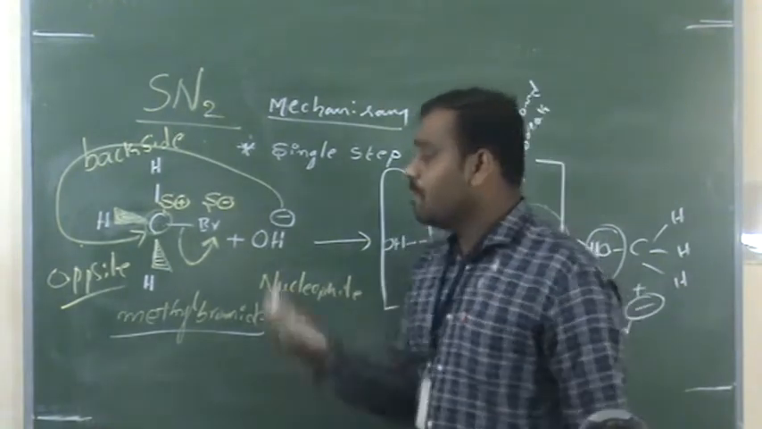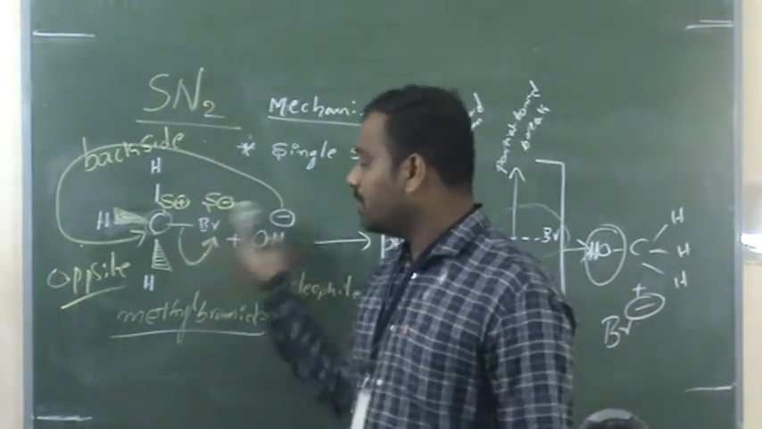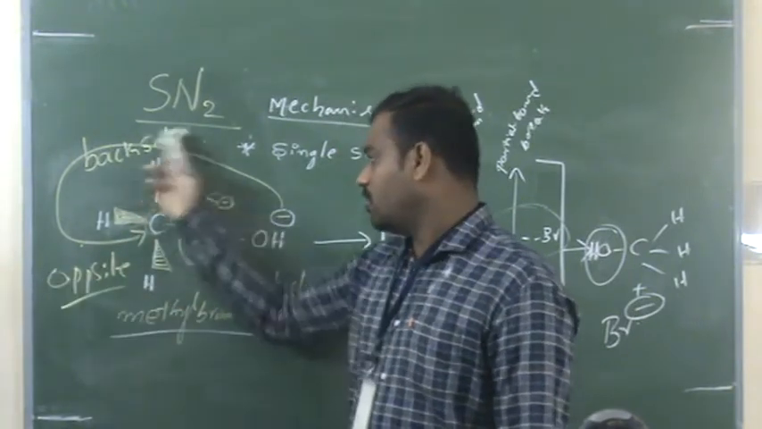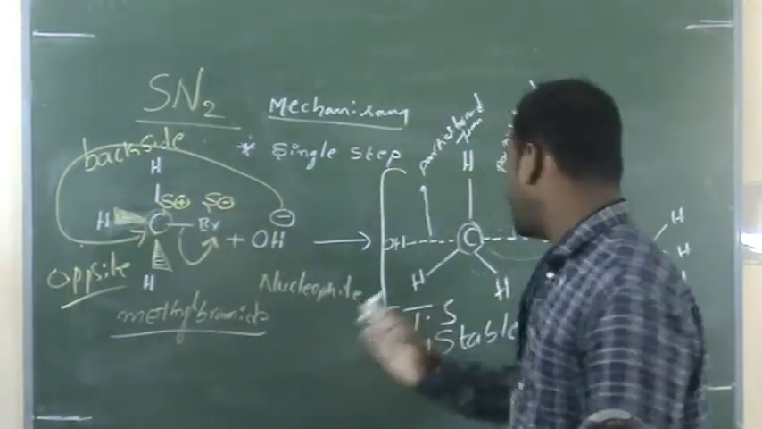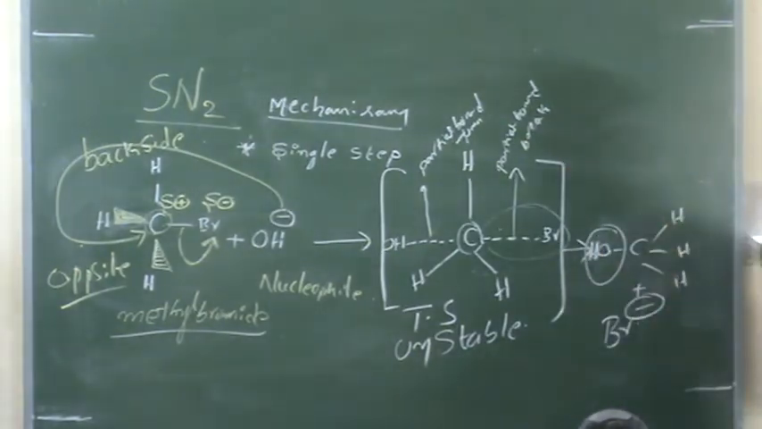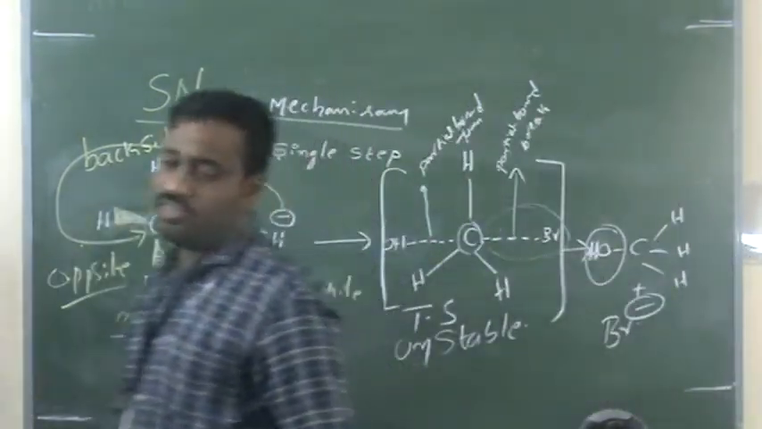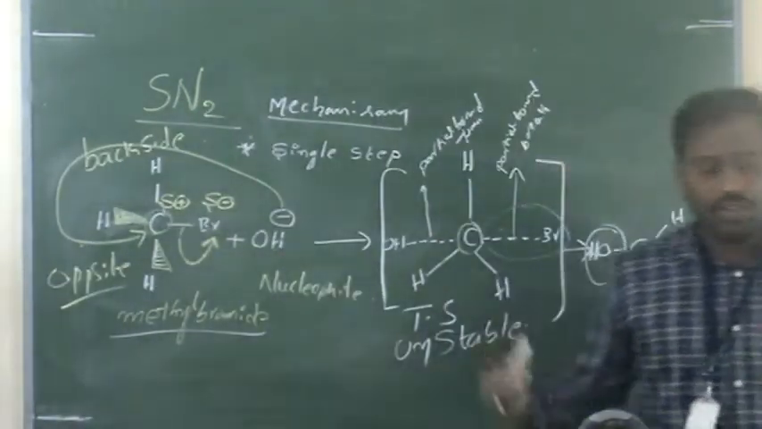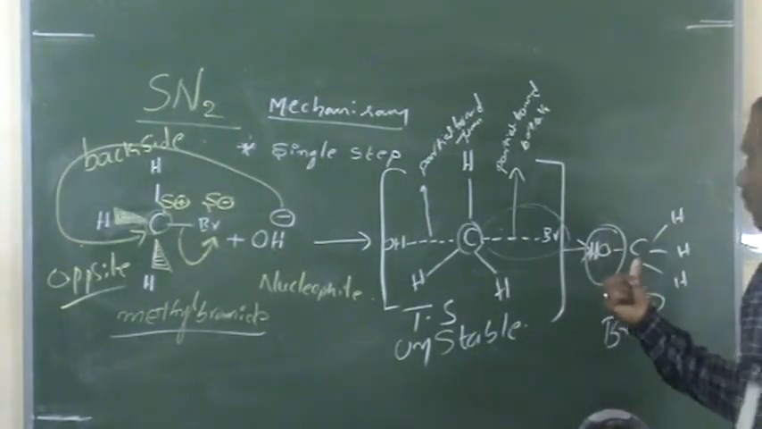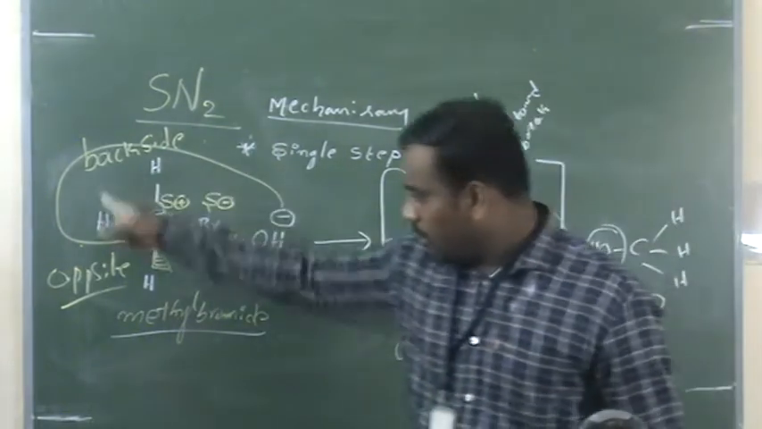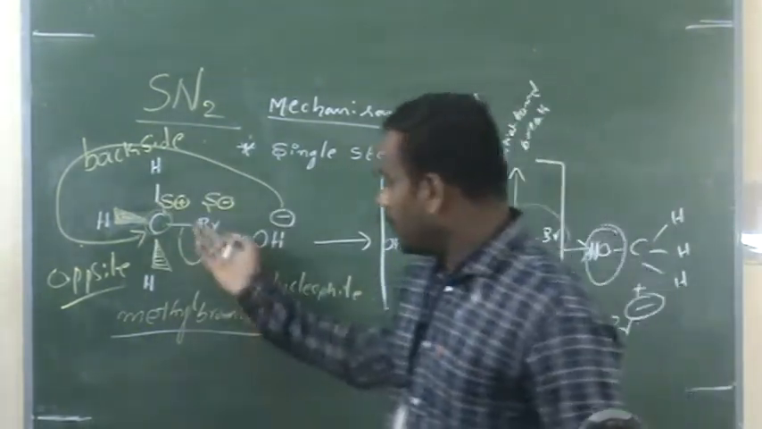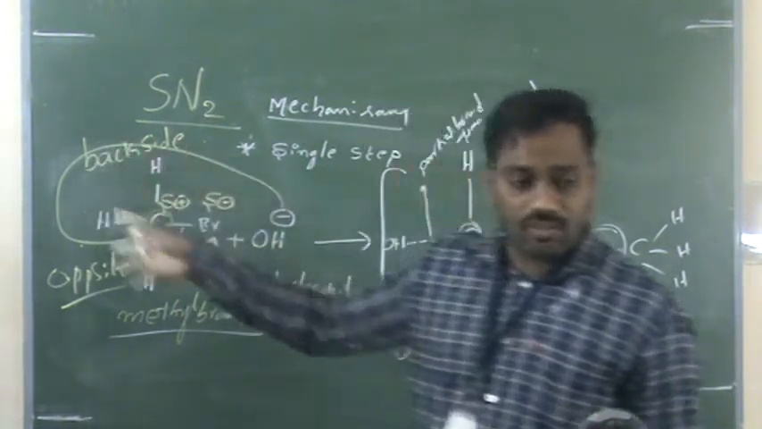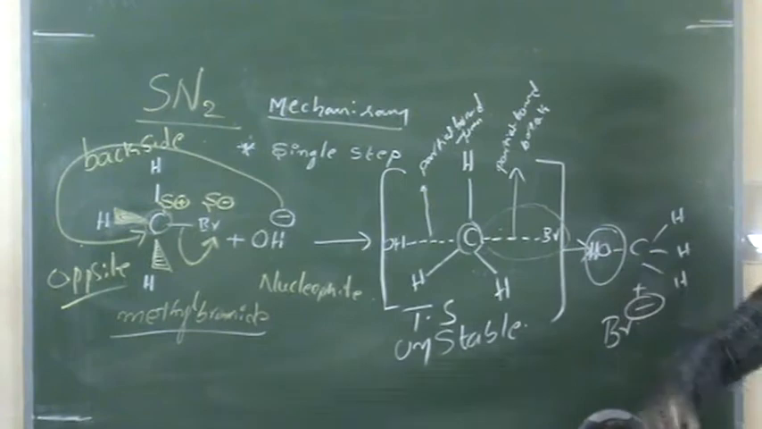Where is the Br now? This side. Where are the hydrogens? That side. Now if the OH minus attacks from this side, the hydrogens are pushed towards this side, towards the left-hand side. Now how are the hydrogens going? Towards the right-hand side. The OH minus is going towards this side. Initially the Br is towards the right-hand side, and now the OH minus is going towards the complete left-hand side.